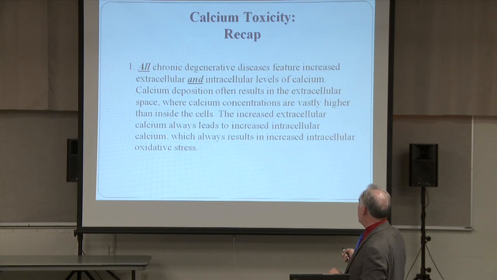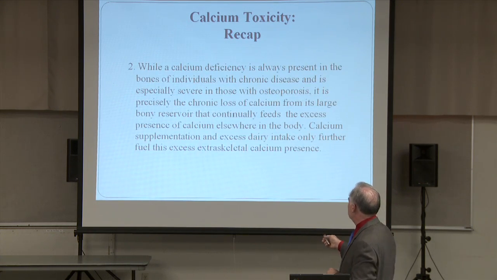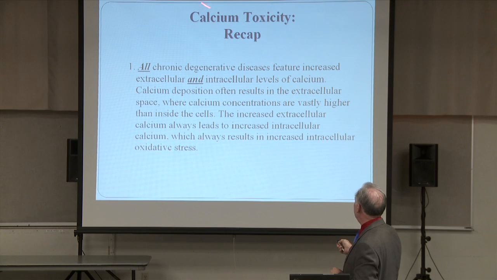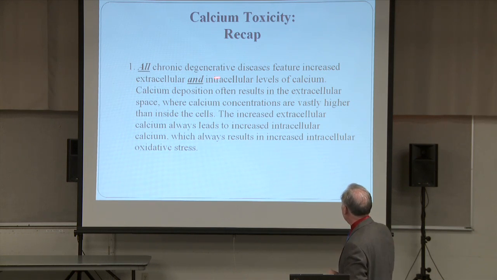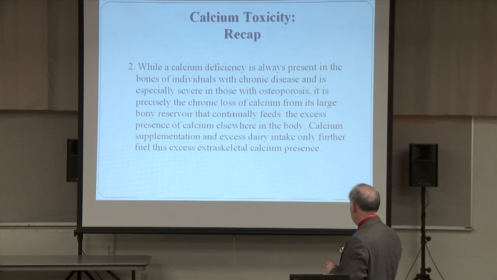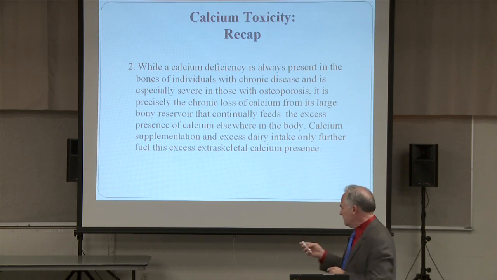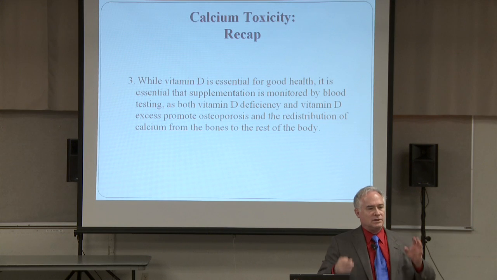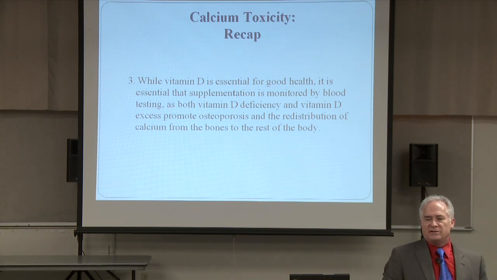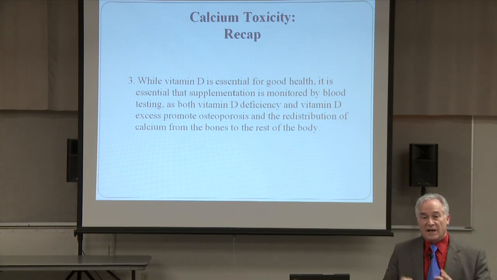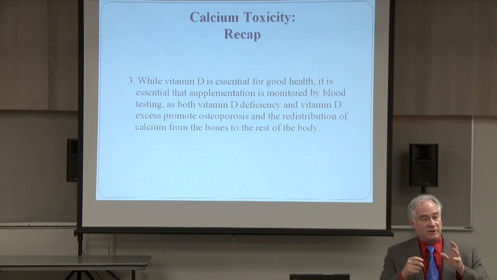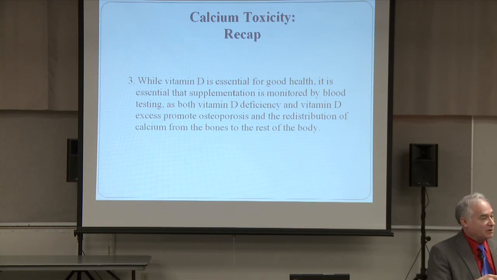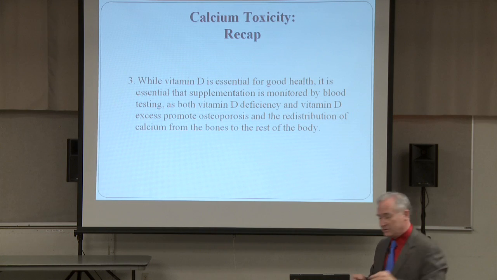Okay, and then finally the 5 things, my recap. All chronic degenerative disease feature increased extracellular and intracellular levels of calcium. All of them. Calcium deficiency in the bones, calcium excess in the rest of the body. Important, vitamin D. Remember, you got to have a normal range of vitamin D in your body, or you're not addressing an extremely critical factor in your long-term health and your longevity. And you got to do it with a blood test.